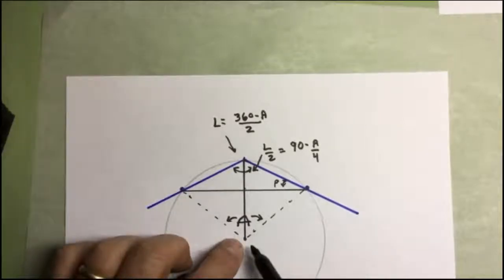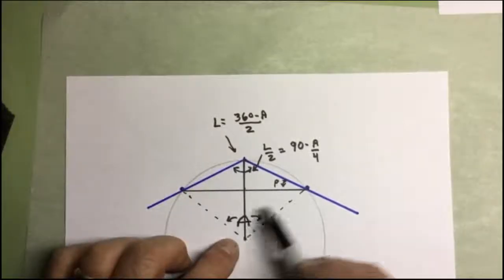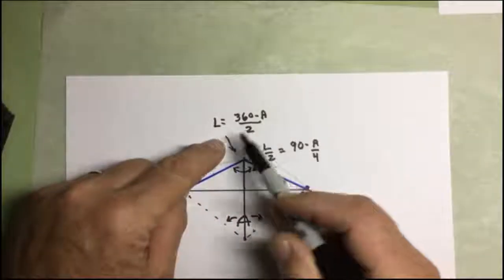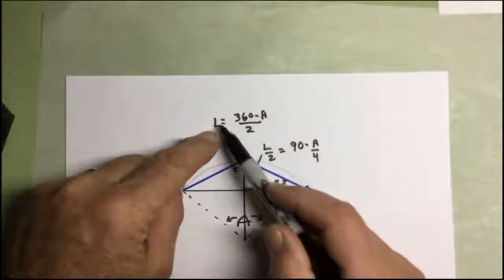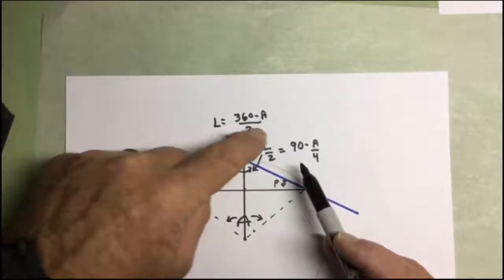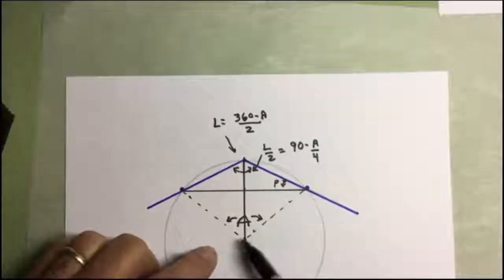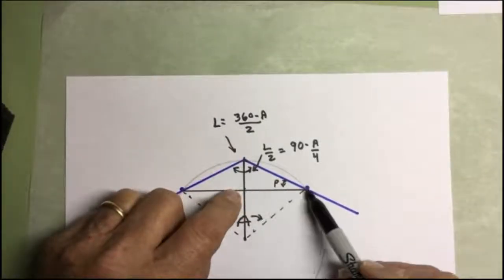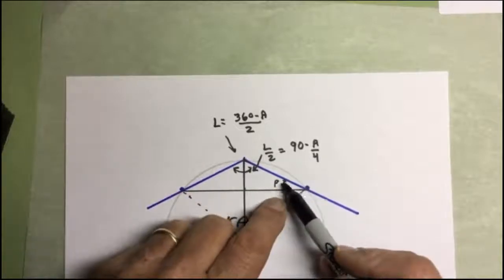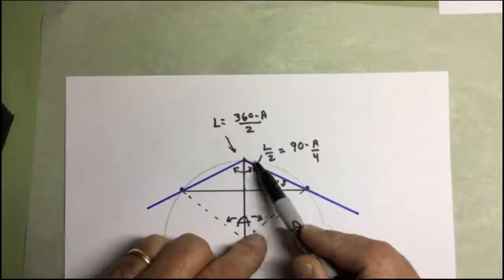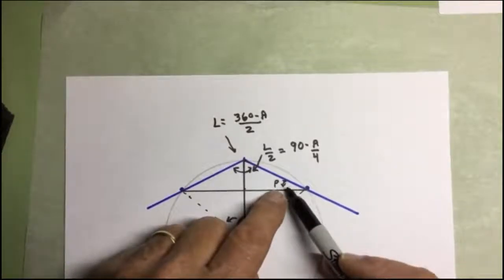Our next task is to determine what the arc angle A is. We remember from previous work that the long compass angle L is equal to 360 degrees minus A divided by 2, half of this angle. Let's take a look at this triangle right here. I define this angle as the angle between, let's say, our plank and the long compass. So we'll call it the plank angle.